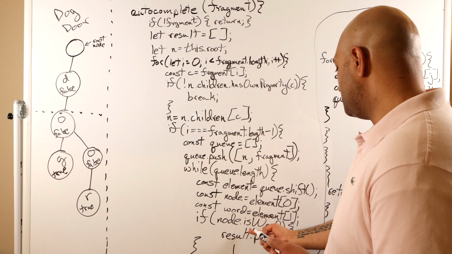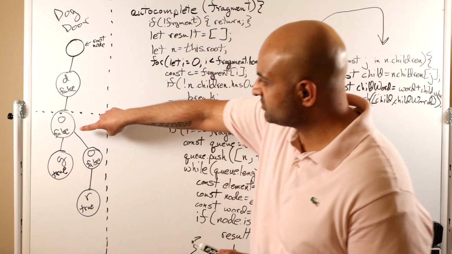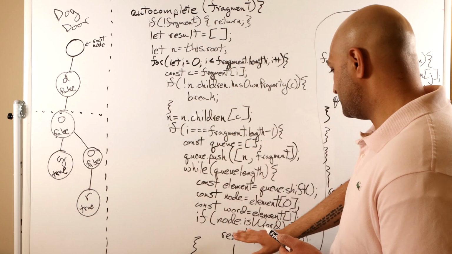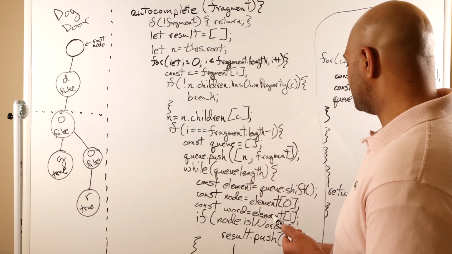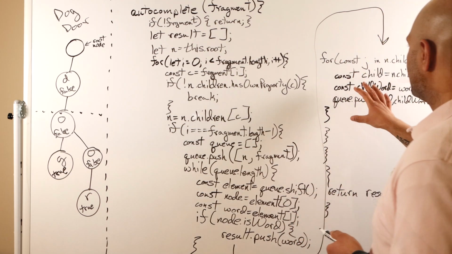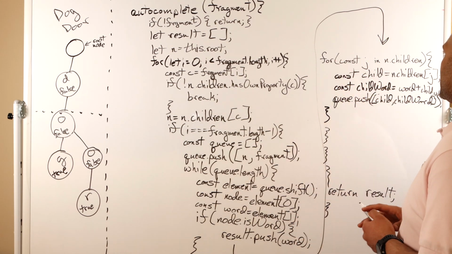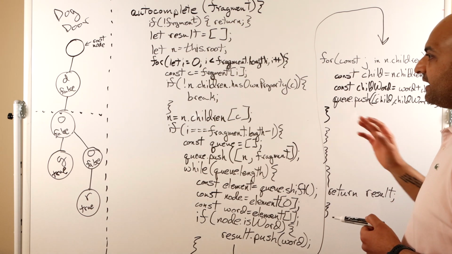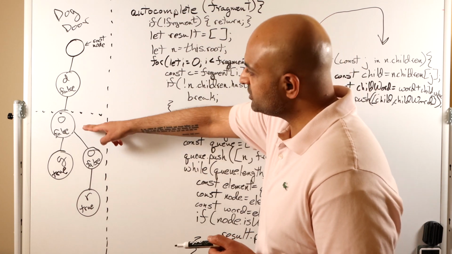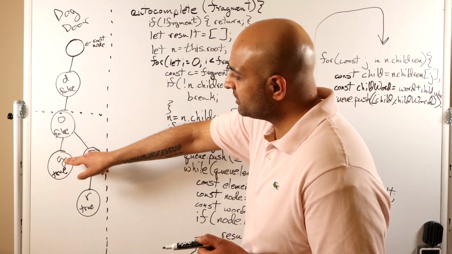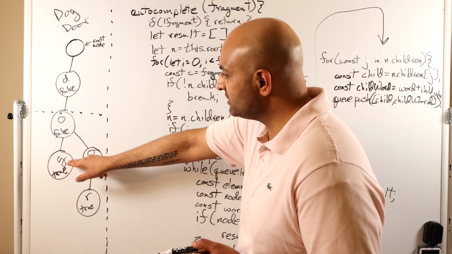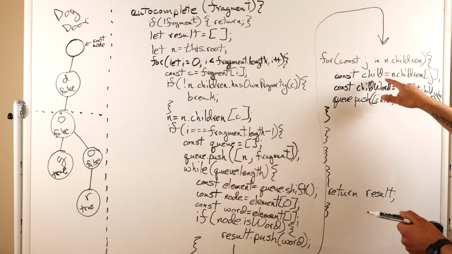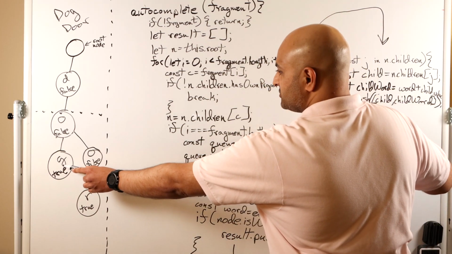Then we say if node.isWord. Well, is this a word? No, it's not. So we won't add anything to our result array. But, okay, at this point, we're ready to start iterating through all of the children of the node that we're processing and adding them to the queue. Since we just processed this O node, we're going to add each of these nodes to the queue. And first we're going to say this child node here corresponds to a G.